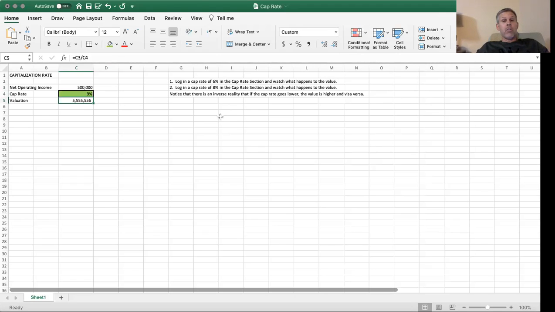So cap rate you're going to be using a lot. It's used in income properties all the time. It's used in appraisals all the time. So it's really important that you understand what a cap rate is and how to apply it when you go through the exercise here today.